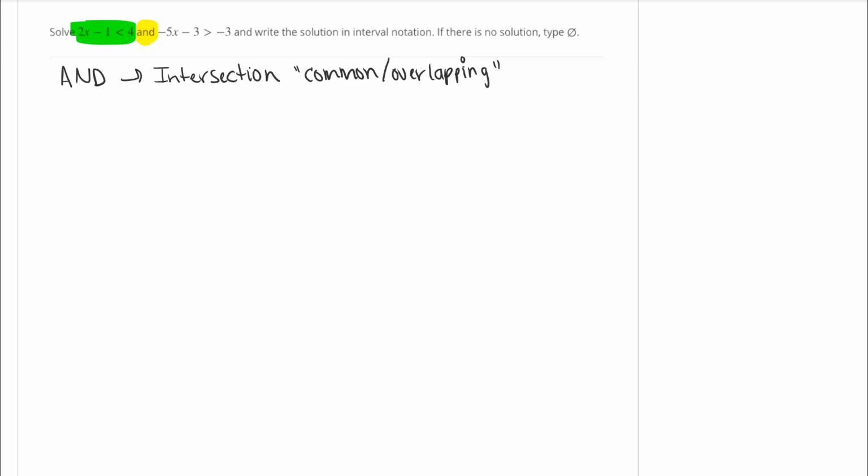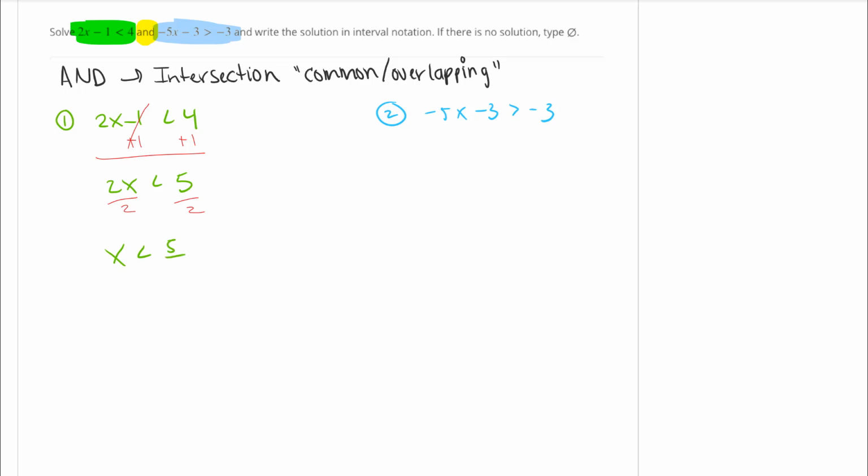So if I have 2x minus 1 less than 4, I'm going to go ahead and write that out. The first inequality that I'm going to have is 2x minus 1 less than 4. And the second inequality I'm going to have separately is -5x minus 3 greater than -3. So I'm going to work out each problem individually. I'm going to add 1 to both sides. So then I get 2x is less than 5. And here I would divide by 2, so that x is less than 5/2.